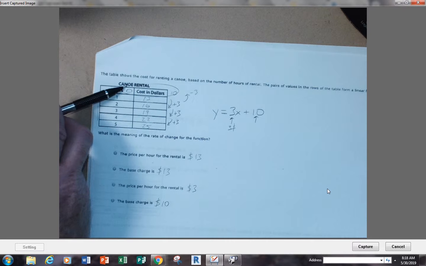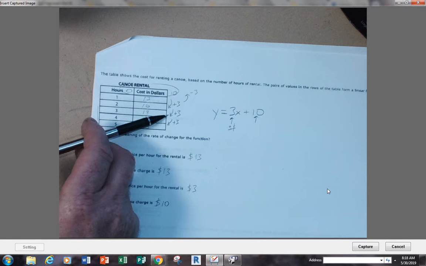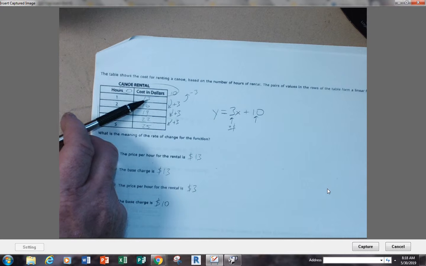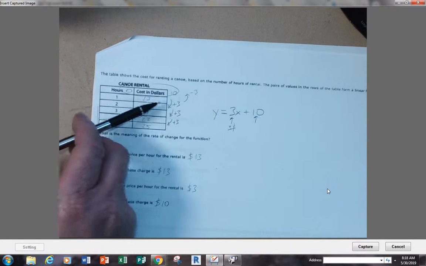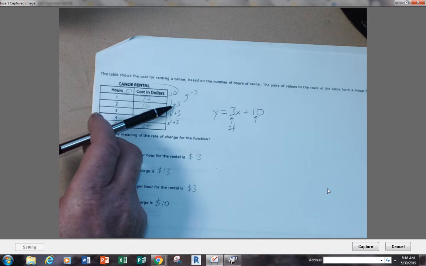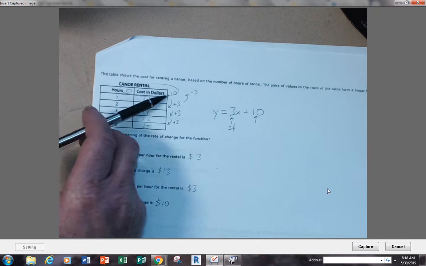So again, the rate of change comes from here, how much you're paying per hour. It's never this number. That's not $13 in 1 hour. Nope, because the zero term is 10. That means, again, this is your rate of change, your slope. This is your zero term, your starting point, or how much you're starting to pay, or your base cost.